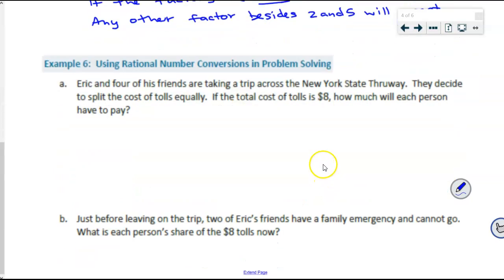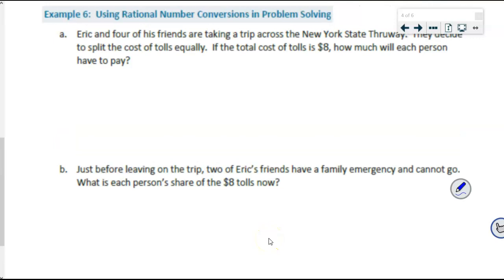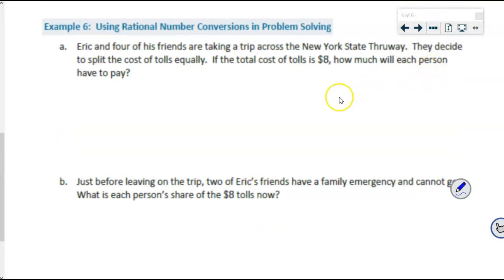All right, it's time for some stories. Eric and his friends are taking a trip across the New York State Thruway. They decide to split the cost of tolls equally. If the cost of tolls is $8, how much will each person have to pay? Eric and 4 of his friends. So how many people are there altogether? There's 5 people, exactly. Eric and 4 friends, that's 5 people.